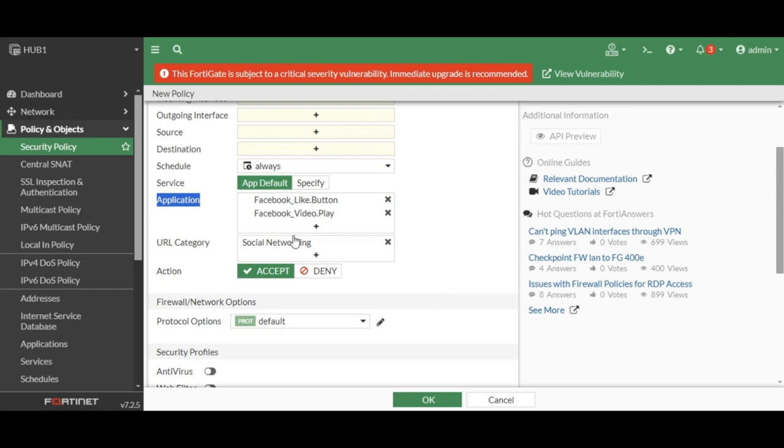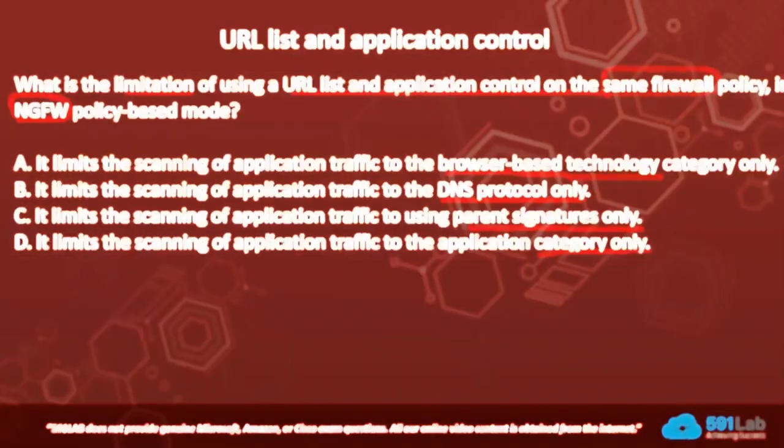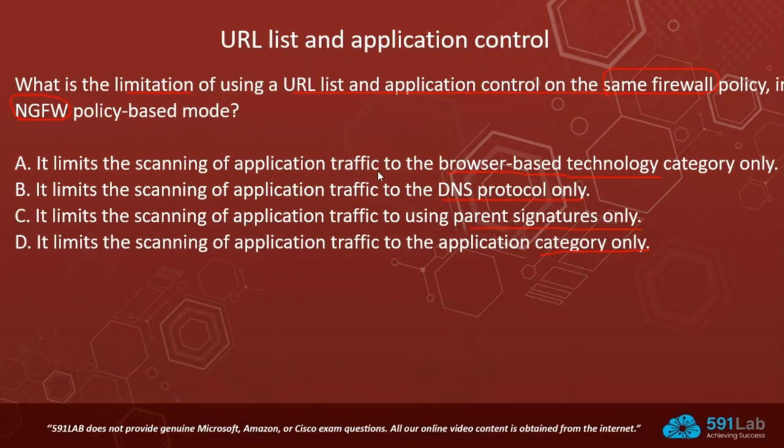Okay, based on the question, let's find out the correct answer. Answer A, it limits the scanning of application traffic to the browser based technology category only. Yes, seems this answer is correct. Let's review the other answers. Answer B, it limits the scanning of application traffic to DNS protocol only. No, this answer is incorrect. Answer C, it limits the scanning of application traffic to using parent signatures only. No, this answer is also incorrect. Answer D, it limits the scanning of application traffic to the application category only. No, this answer is incorrect.